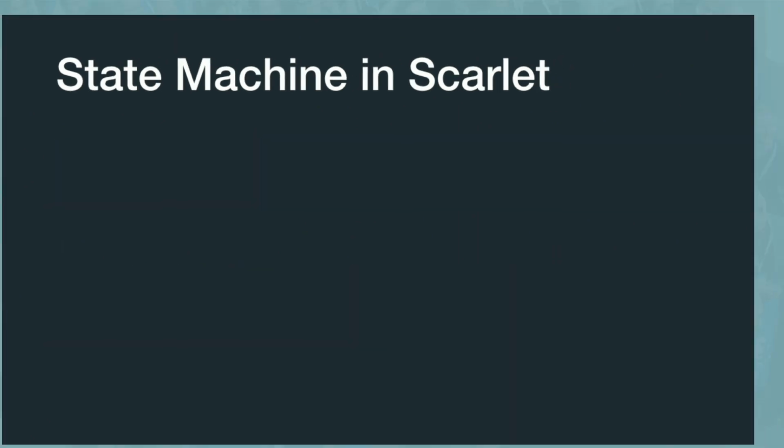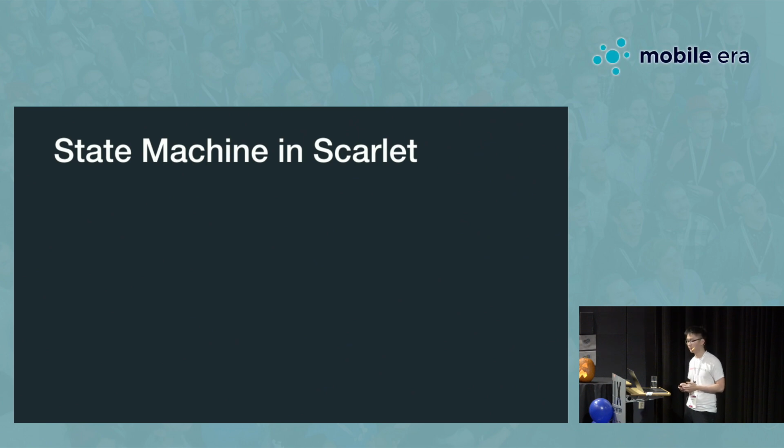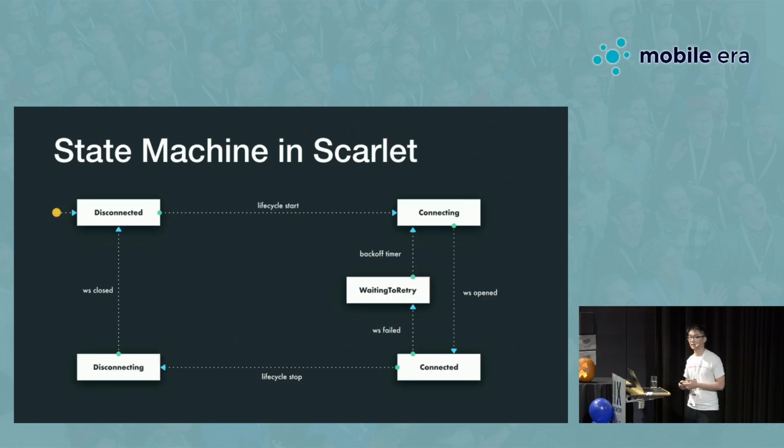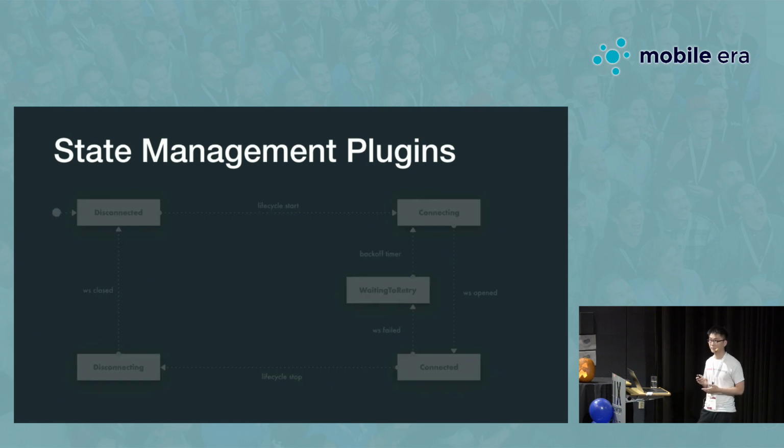We just saw how declarative and testable a state machine can be. Here's the state machine that Scarlet uses internally. It's simple and elegant, and it's also customizable. For example, you can use the concept of life cycle to define when you should keep the connection open. And you can also use a backoff strategy to configure how often Scarlet should retry when the connection fails.